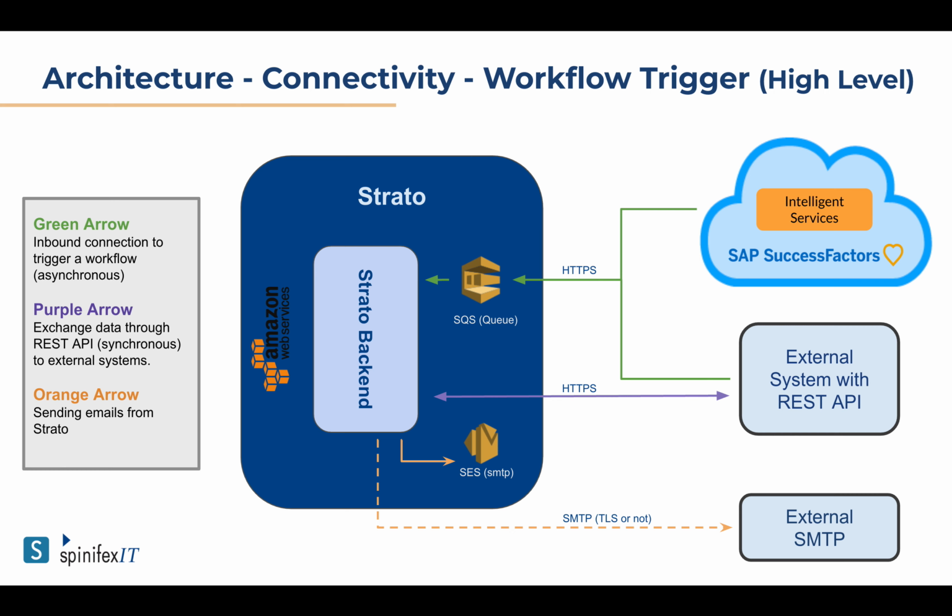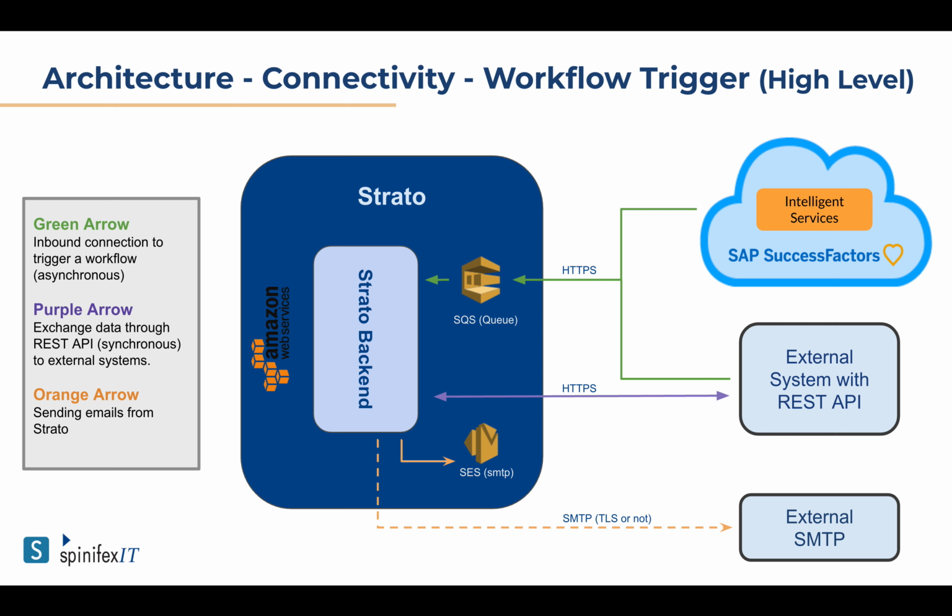So in the past, Strato was calling SuccessFactors, but now with our workflow engine, SuccessFactors or an external system can call Strato. I will not go too much into the details, but what is important to know is that when those servers, either intelligence services from SuccessFactors or an external system, call Strato, it goes into a queue. This queue is managed by Amazon, and Strato will process that queue a few jobs at a time.